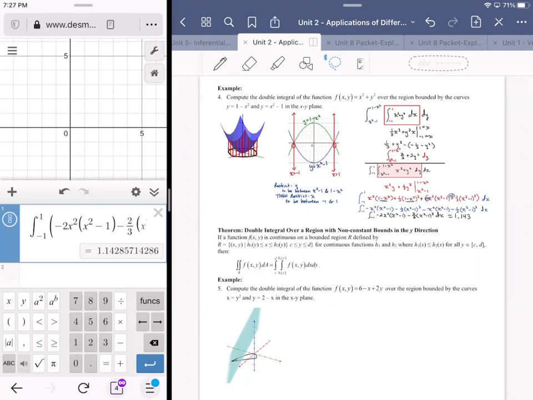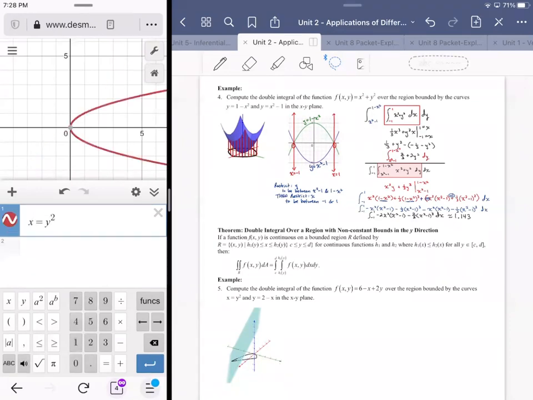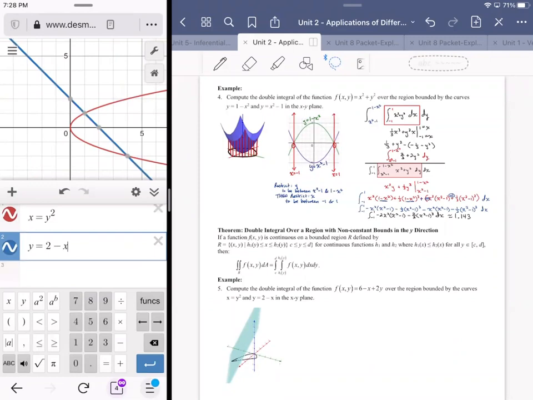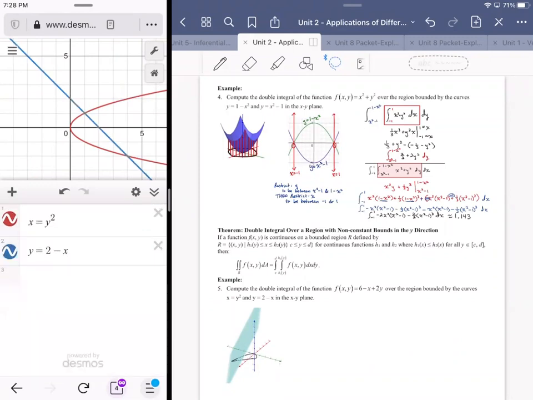All right. So the next one, computing the double integral, so the z function over the curves x equals y squared and y equals 2 minus x in the xy plane. So it's the same general idea conceptually. All right. So get rid of this. I can put in my equations. Good thing about Desmos is that it can handle inversely defined equations, as well as your normal y in terms of x. All right, so that's what we're up against here.